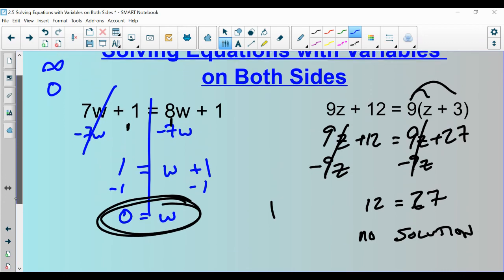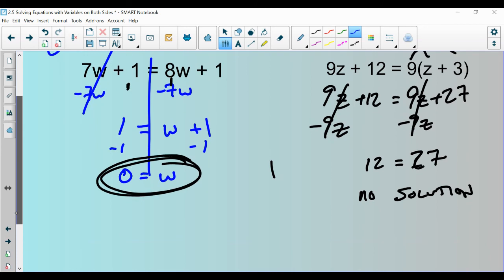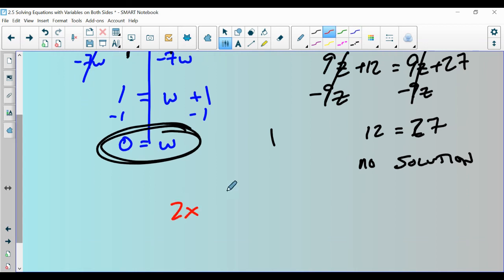I didn't have an infinite solution variety, but what an infinite solution would look like is if you cancel these out and you got 12 is equal to 12. Okay, the z's cancel each other out, and you've got a true statement. I'll just make a quick example here. If you had 2x minus x plus 4 is equal to x plus 4, for example, okay?